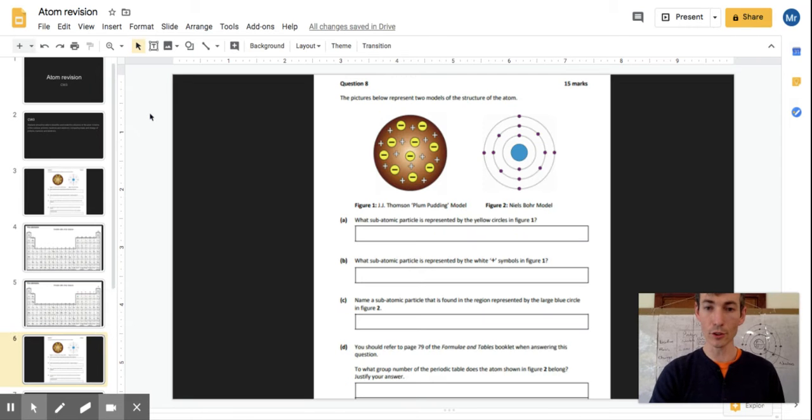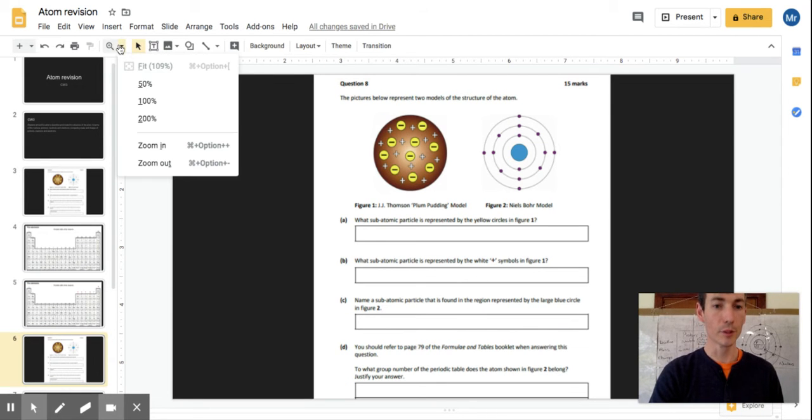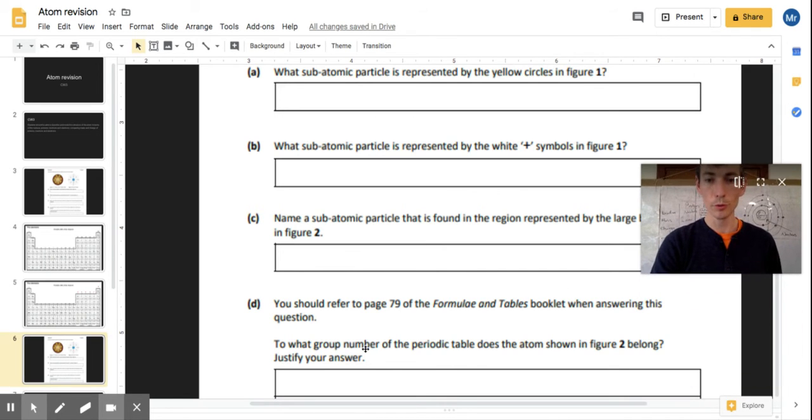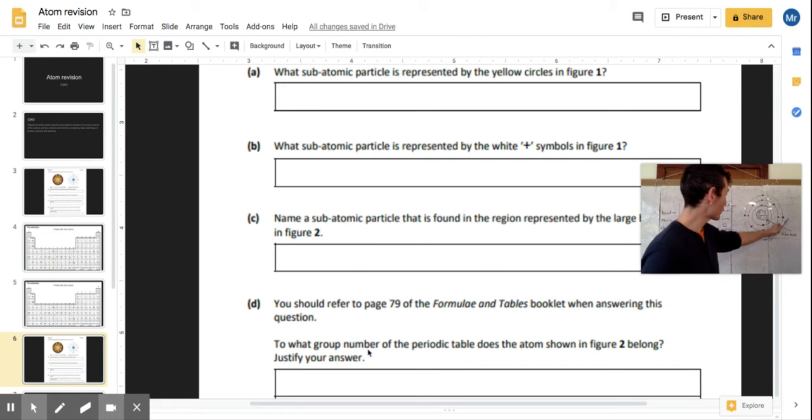Okay, so to answer the question, let's zoom in again. To what group number of the periodic table does the atom shown in figure 2 belong? Because it has got 4 electrons in its outer shell, it is in group 4. And that's the answer, and we've justified our answer. Justify means give a reason. So to answer that question again, it is in group 4 because it has got 4 electrons in its outer shell.